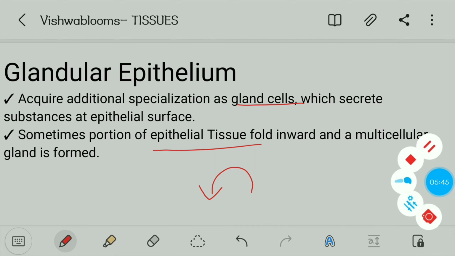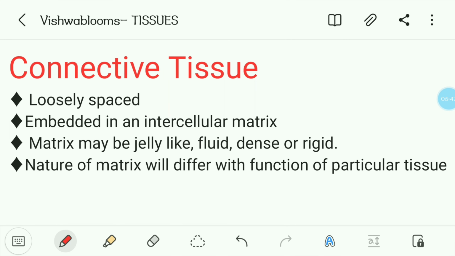Now we will discuss the connective tissue. The cells of connective tissue are loosely spaced, which means there is a lot of space from cell to cell, and they are embedded in an intercellular matrix. I will explain this matrix now.